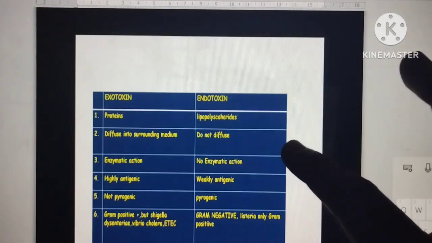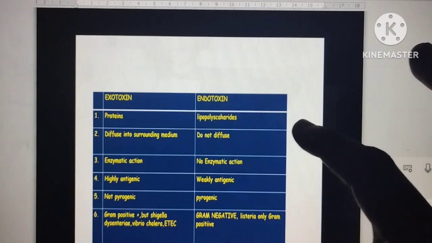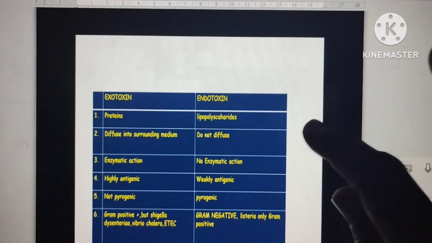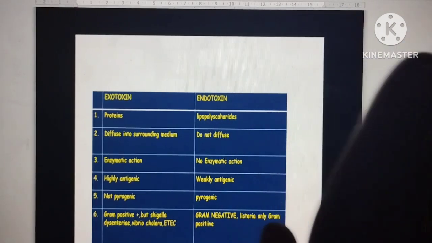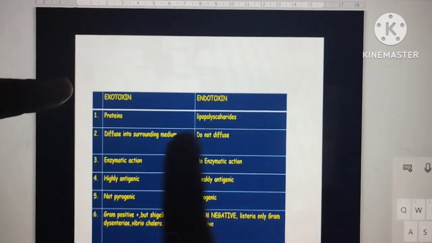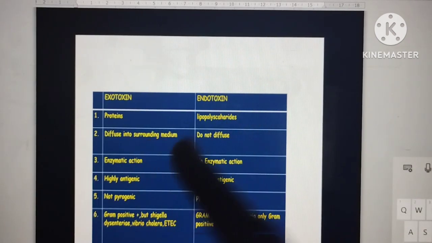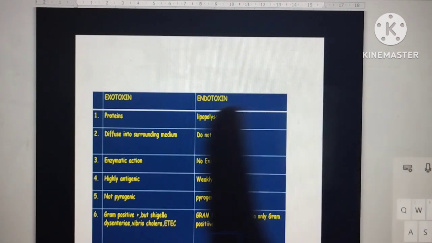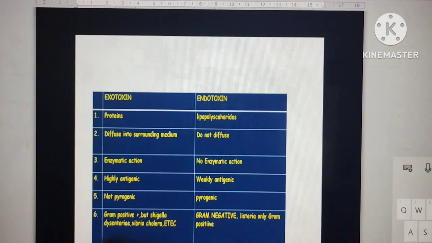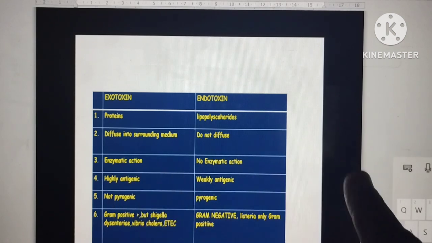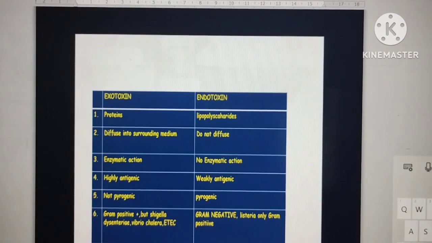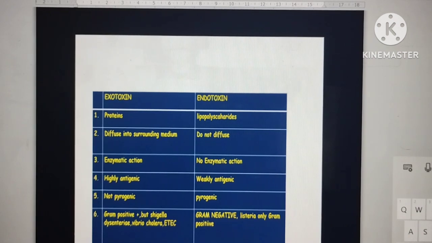So next, that's a famous topic. What is the difference between exotoxin and endotoxin? Here just remember one, either exo or endo. If you remember exotoxin, it is a protein, so the opposite, endotoxin, is lipopolysaccharide. Exotoxins diffuse into the surrounding medium, endotoxins do not diffuse. Exotoxin has enzymatic action, endotoxin has none. Exotoxin is highly antigenic, endotoxin weakly antigenic. Exotoxin is not pyrogenic, whereas endotoxin is pyrogenic.